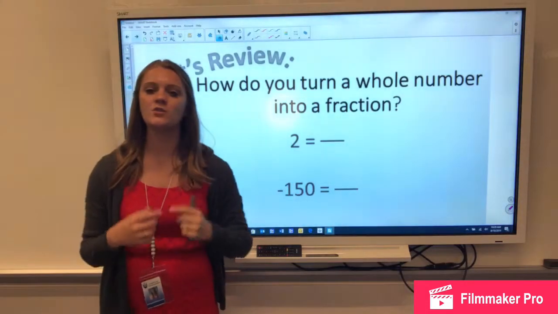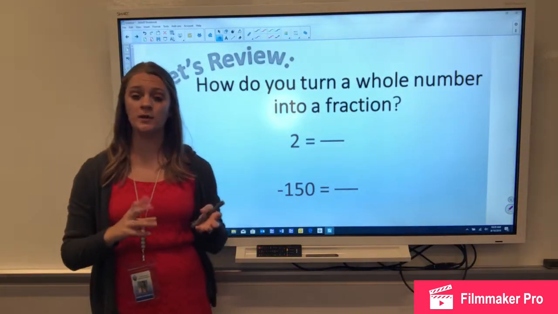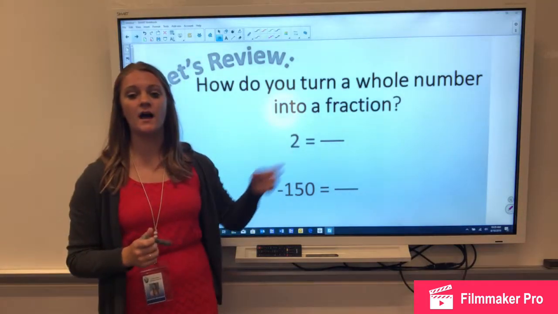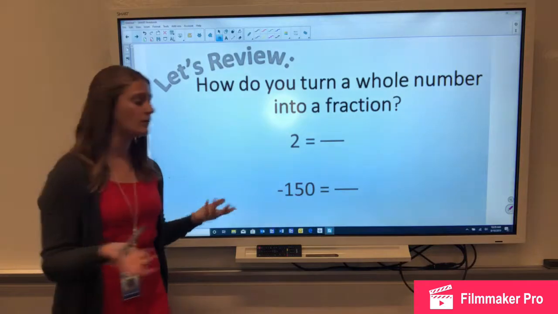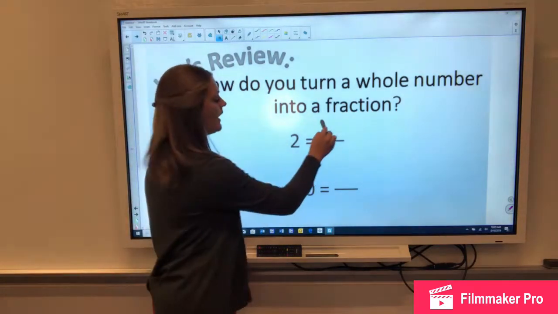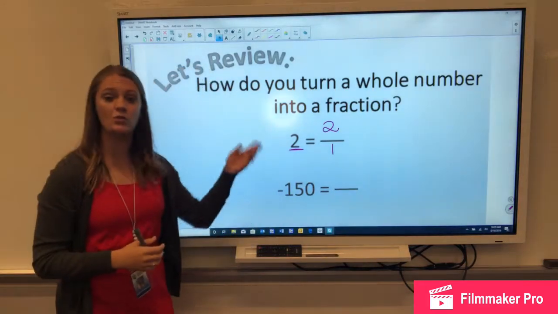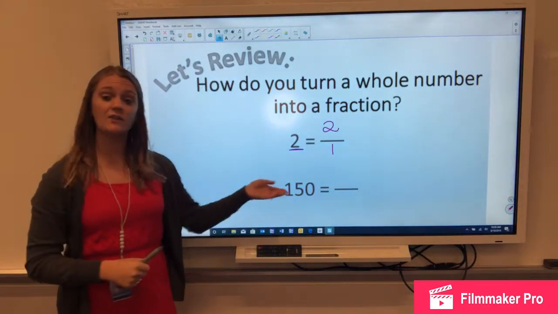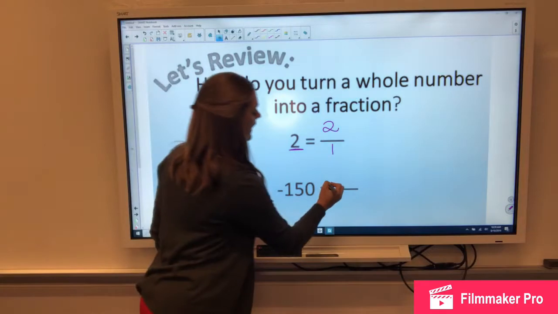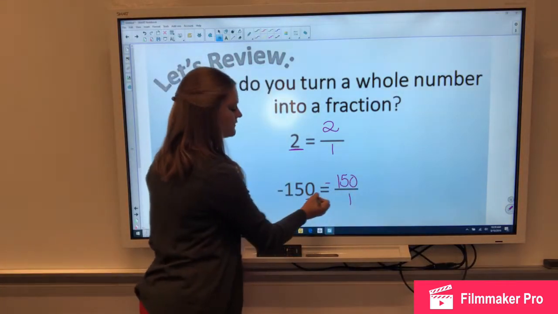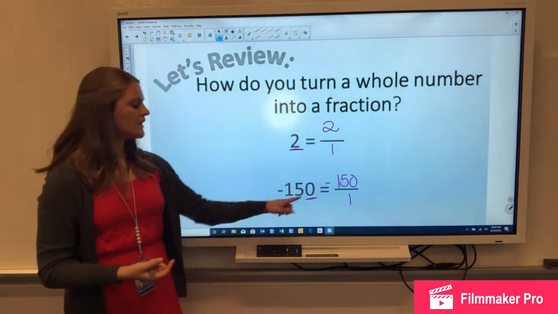So before we get to our ordinary decimals, let's look at whole numbers or integers. We already know how to write whole numbers in a fraction form. It's very simple. To write 2 as a fraction, I would write 2 over 1 because 2 is in the ones place, so there's 2 ones. To write a negative 150 as a fraction, I'd write negative 150 over 1 because there are 150 ones. So keep this in mind.